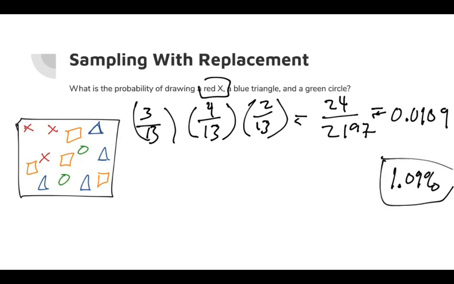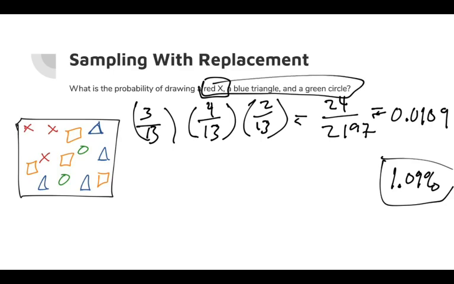a 1.09% chance, if this is your arrangement, of reaching in, drawing a red, putting it back, drawing a blue, putting it back, drawing a green, putting it back. 1.09% chance of pulling out that combination. So we're looking at it, and so that's with replacement. So not very great chances, right, if we want to get this arrangement.